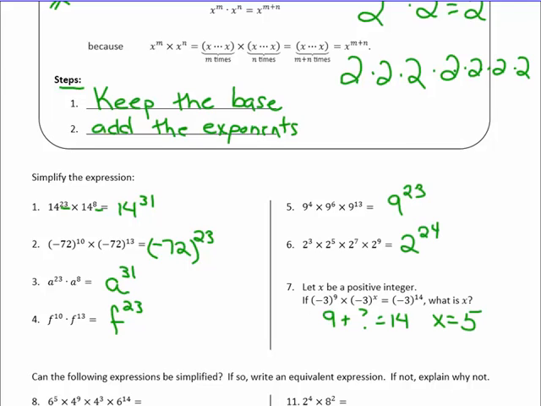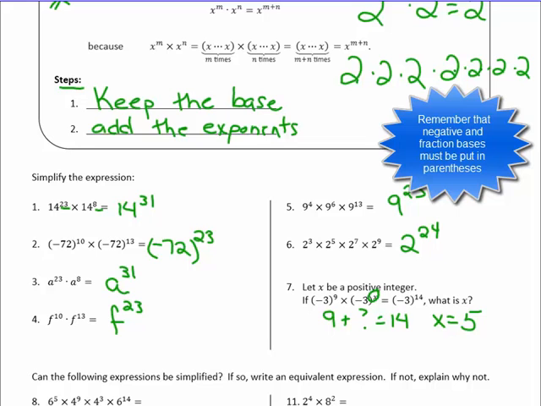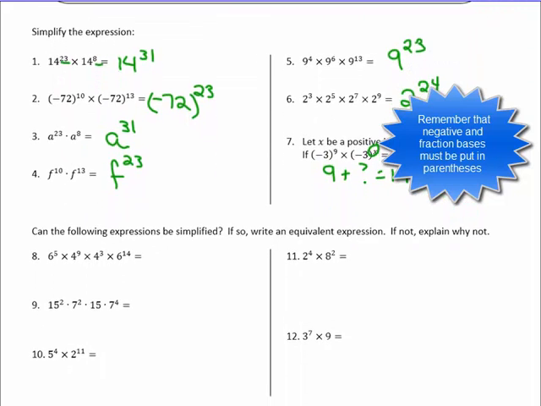So checking number 5, you had more numbers to add together, so you should have gotten 9 to the 23rd. Number 6 is 2 to the 24th. Number 7, we're trying to figure out, what do I need x to be? In other words, 9 plus what would give me 14? So x has to be 5. Okay, let's try some over here.